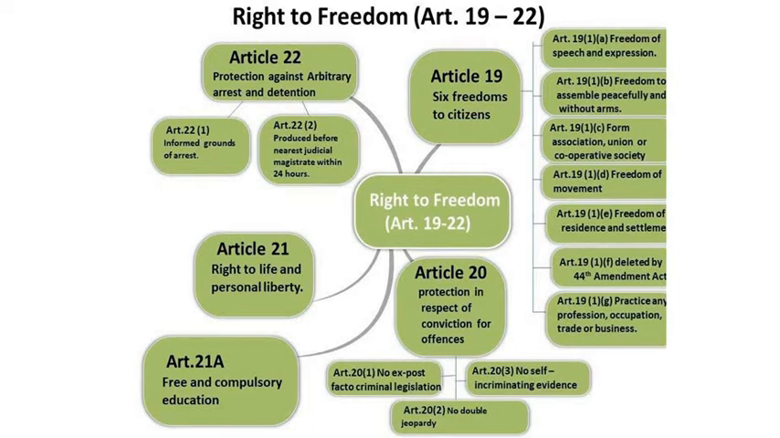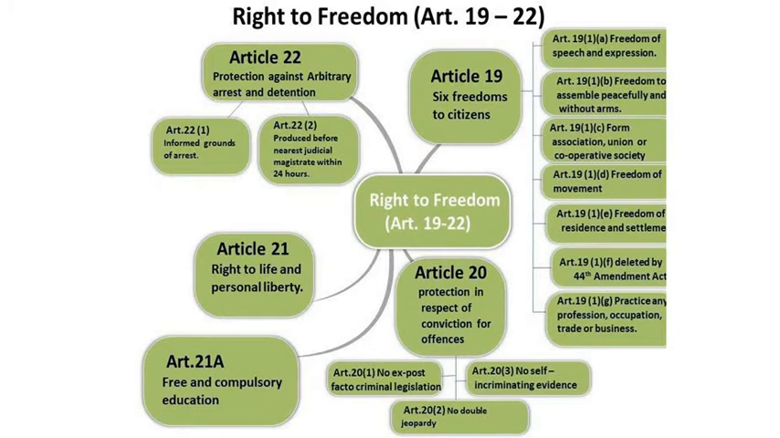Article 19(1)(g): practise any profession, occupation, trade or business. That was all under Article 19, the six freedoms given to citizens, the right to freedom. Then comes Article 20. Article 20 deals with protection in respect of conviction for offence. In that there are three sub-clauses: one is no ex post facto criminal legislation, no double jeopardy, no self-incriminating evidence.